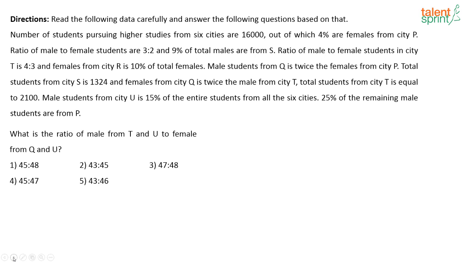Number of students pursuing higher studies from six cities are 16,000, and based on that some information is given, like how many females are there, how many males are there, some ratios are given, and based on that questions are asked. So go through the question.